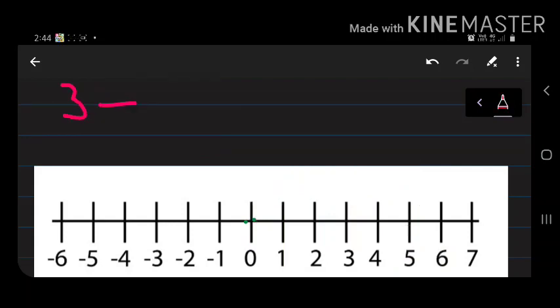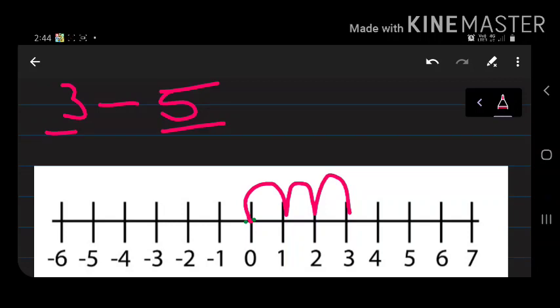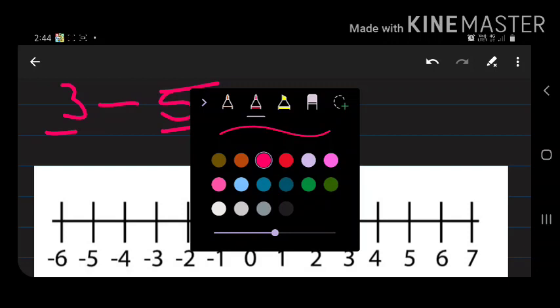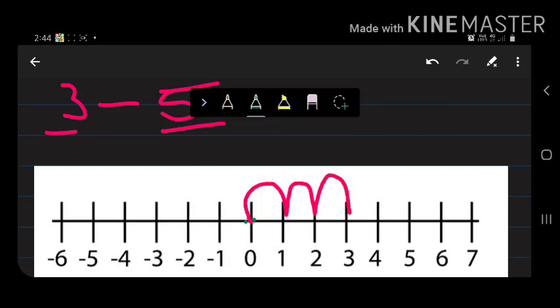What happens if we have 3 minus 5? The first number is positive 3. So from 0 we will move 3 steps to the right side and we are on the number 3. Look at the second number. It is negative 5. The negative sign here shows us in which direction we have to move. So from positive 3 we will move 5 steps to the left side.